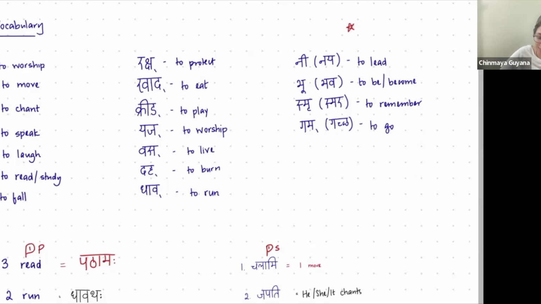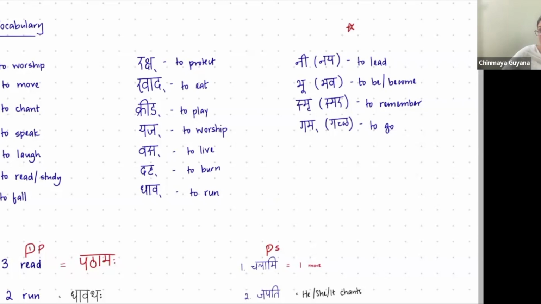Raksh, to protect. Khad, to eat. Krid, to play. Yaj, to worship. Vas, to live. Dah, to burn. Dhav, to run.